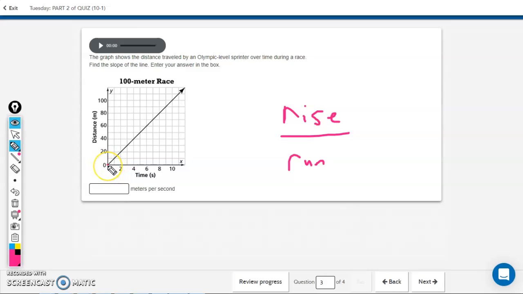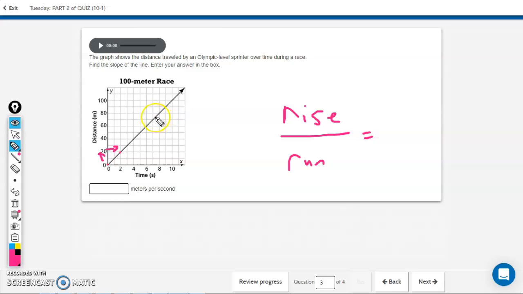But it's easier to pick 0, 0, okay? And here you see there's a point here you could use. There's a point here you can use, okay? So, all right, rise over run. So between these 2 points, how much do you rise? And how much do you run? All right, so look at the numbers.